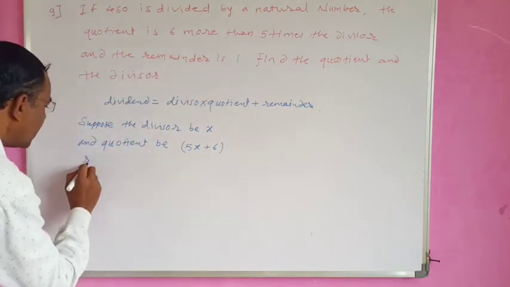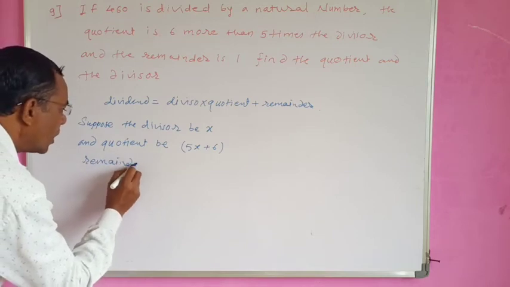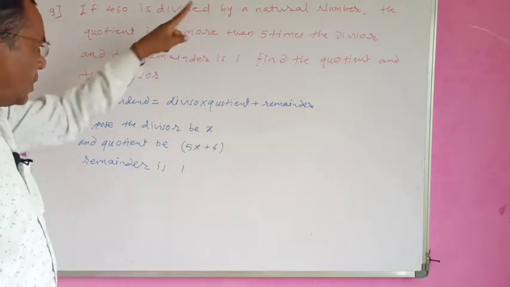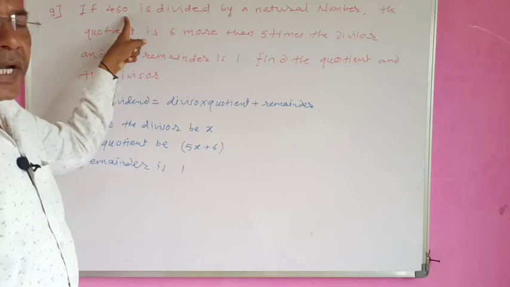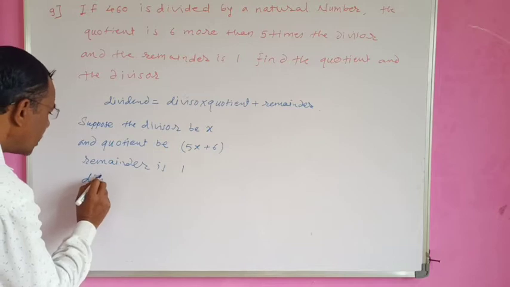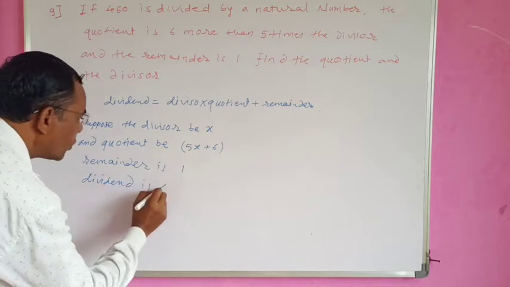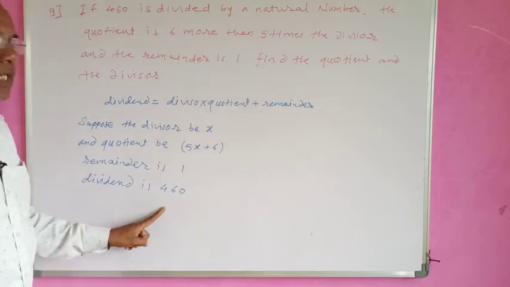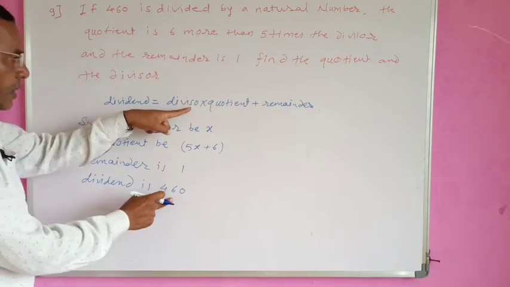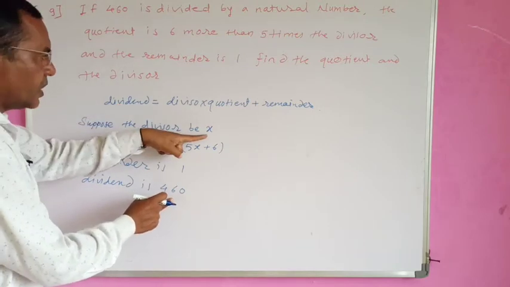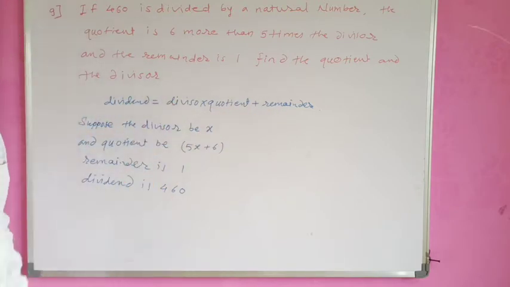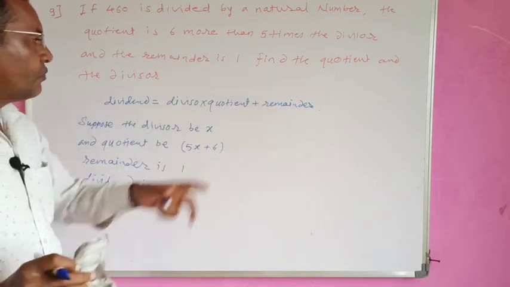We will write here the remainder. Remainder is 1, and 460 is divided. Therefore, the dividend is equal to 460. We will write here the dividend. Dividend is 460. We will put these values, that is what we have got here. Dividend is 460, divisor is x, quotient is 5x plus 6, and remainder is 1. Okay, we will put these values in the formula.